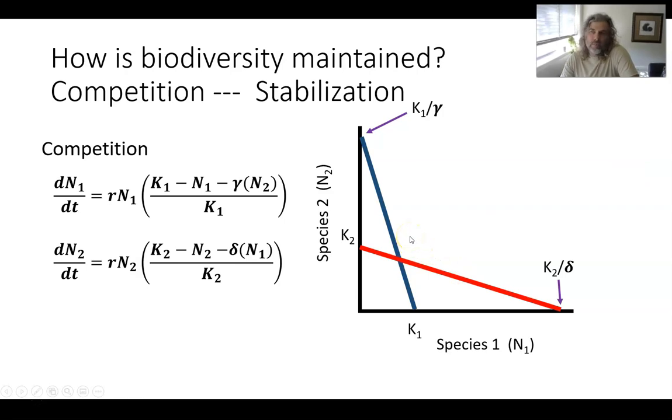How is biodiversity maintained? Well, you can maintain it in this toy ecosystem by having intraspecific competition stronger than interspecific competition. That's what you're seeing here. The carrying capacity of these two species is lower than their interspecific competitive effects on each other.